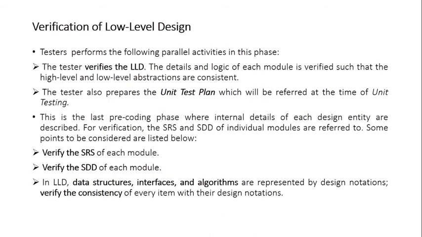Then comes the verification of low-level design, where we have to verify all the subsystems, whatever we have taken, like functions and subfunctions. Everything needs to be tested, and we have to prepare a unit test plan. So if you refer to the figure and understand it properly, this is what is mentioned there. Now what exactly is done in low level design? It is prior to the coding phase. So what we are supposed to do is verify the SRS and verify the software design document of each module. And in low level design, the data structures, interfaces and algorithms are represented by design notations. So we need to check the consistency of all these design notations.